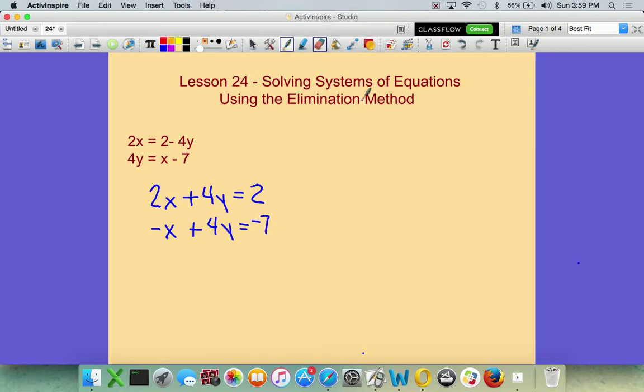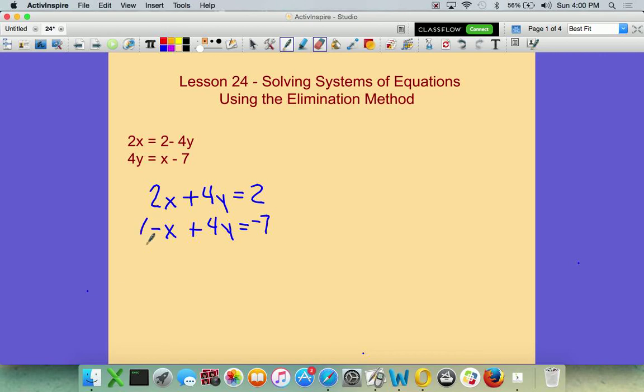Now, it's called elimination for a reason. We want to add or subtract these two equations by eliminating one of the variables. Well, sometimes what we have to do is we have to multiply either one of the equations or both of them by a number to make either the x's or the y's go away. Well, you can do it one of two ways.